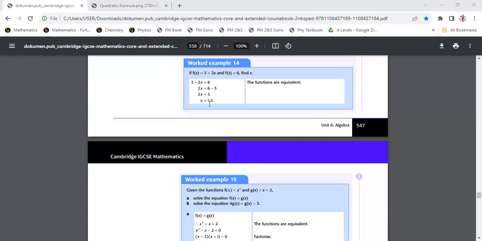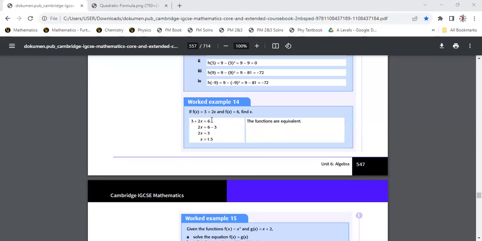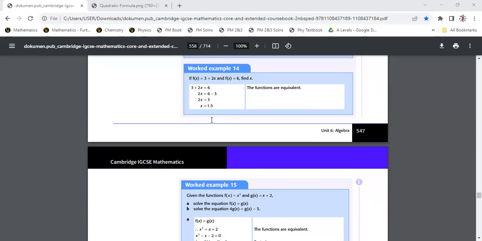So let's do a little practice on a bit more extreme cases on this side. For example, your f(x) is already equal to 6. So how do we solve it? We have to construct an equation for this, which is equal to 6, which is why x is 1.5.